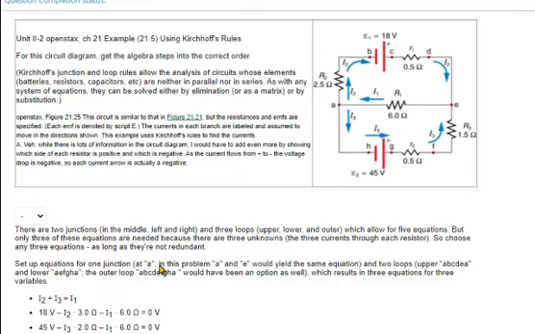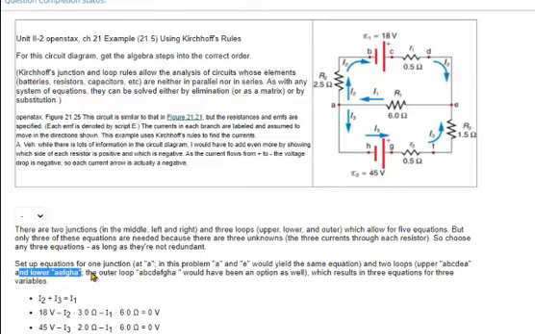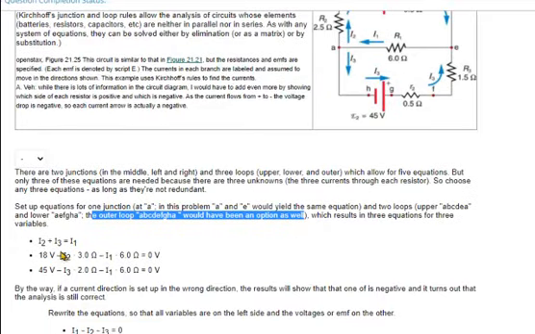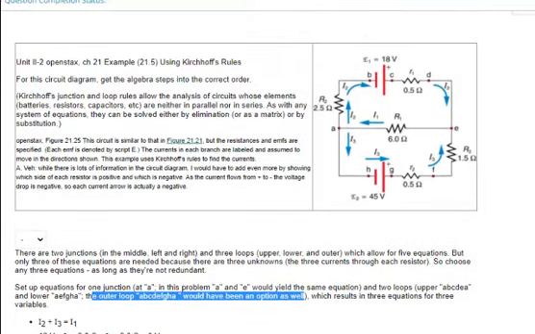Of the loops, there are 3 loops. I only need 2 of them. I decided to use the upper loop. When you look at the drawing here from the OpenStax textbook, it's called ABCDEA. And I decided to use the lower loop. I could have used the outer loop, and as I said, that would have been an option as well. Here I set them up.